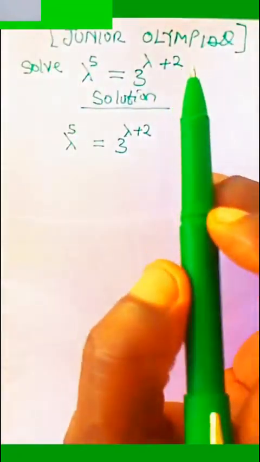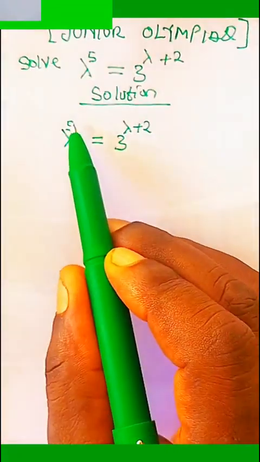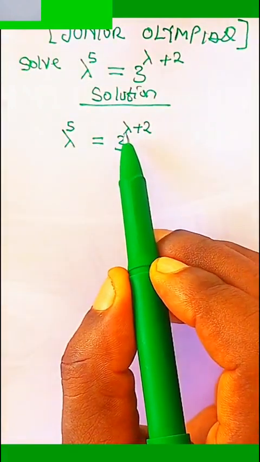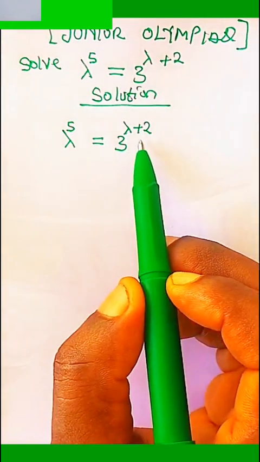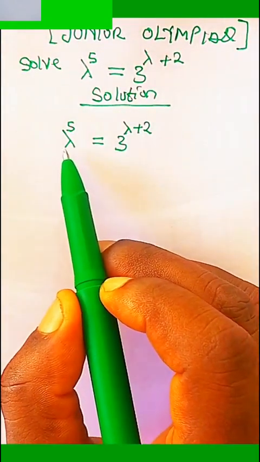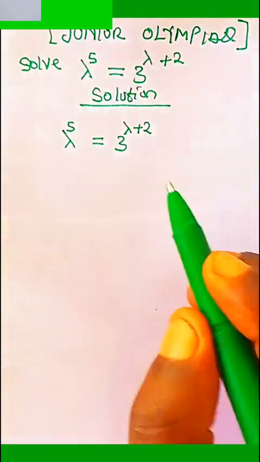Let us solve this junior Olympiad. Lambda to the power 5 equals 3 plus lambda plus 2. So what you do is try and bring all the constants on one side, and when they have the variable, that is the lambda, keep it on one side.